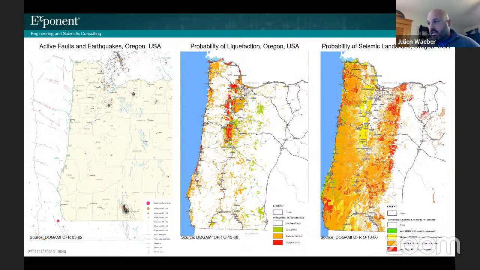Speaking of landslides, on the right is the probability of seismic or earthquake-induced landslides in Oregon. And you can see, because it's really quite a hilly and mountainous region, that's a significant hazard.